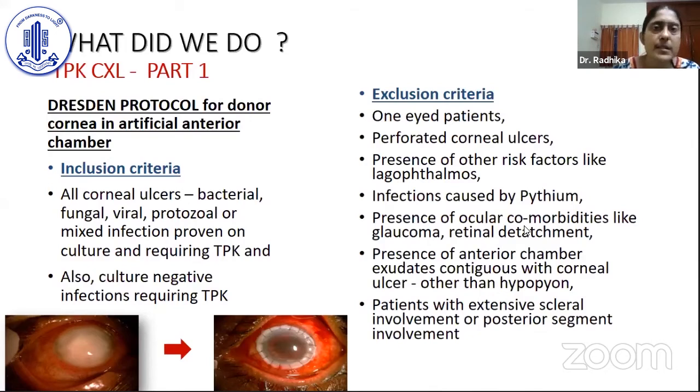We avoided doing this in patients who were dependent on one eye and patients who had perforated corneal ulcers, or those who had other comorbidities, severe infections like pythium keratitis, the ones which we have not still unraveled completely, or those in whom there were extensive exudates either behind the cornea or in the anterior chamber, or those which had extended to or beyond the limbus with extensive scleral involvement, because we didn't know whether this procedure will work or not. However, the ones who were included, barring these, did have severe infection which needed therapeutic PK.